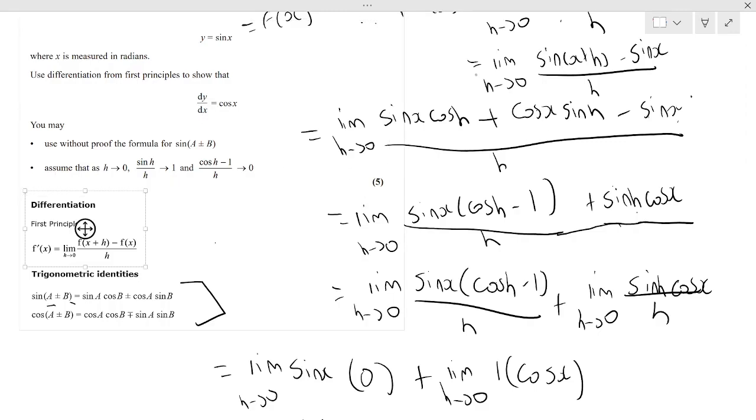So that's the sort of idea, right? Once you got to this point, you just expand it using the addition formula. Then you try and factorize to get these two, and then just substitute the results in. Okay, cool. Hopefully that shouldn't be too bad.